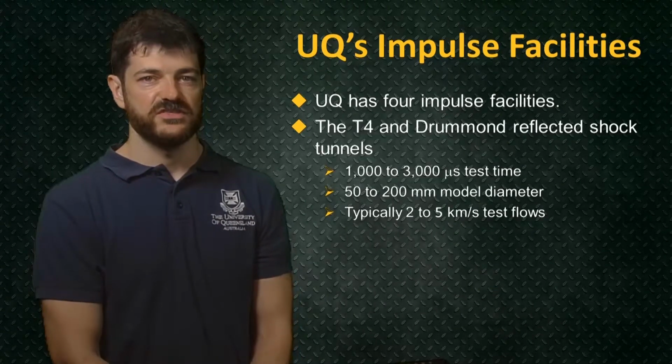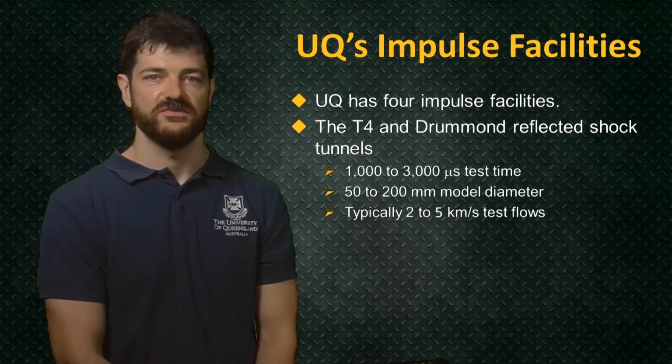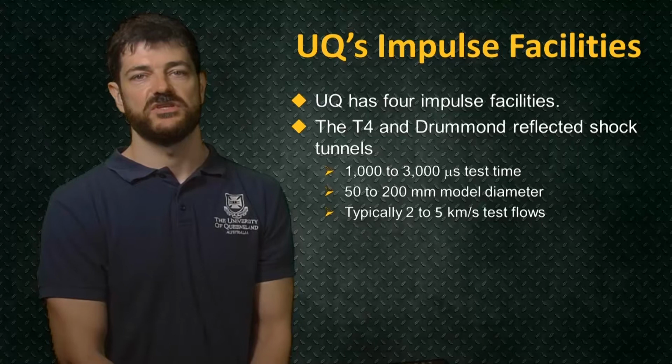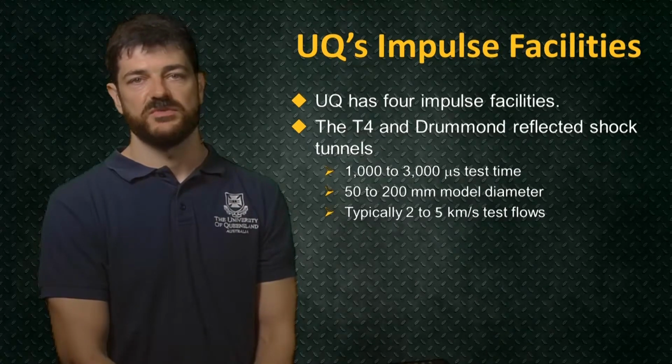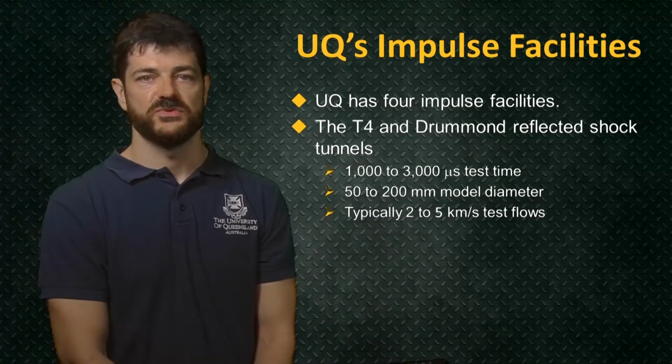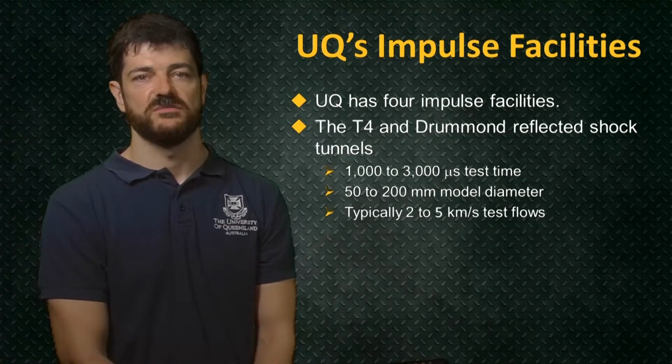We have 2 types of facilities called reflected shock tunnels. So the large T4 facility and the much smaller Drummond Tunnel facility. These 2 facilities have test times of between 1 and 3 milliseconds. We can test models between 50 and 200 millimeters diameter, and we can generate test flows of between 2 and around 5 kilometers per second.